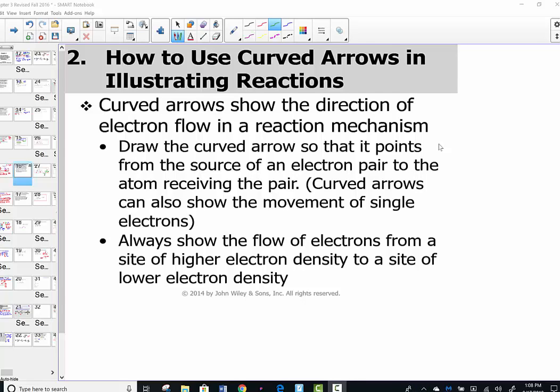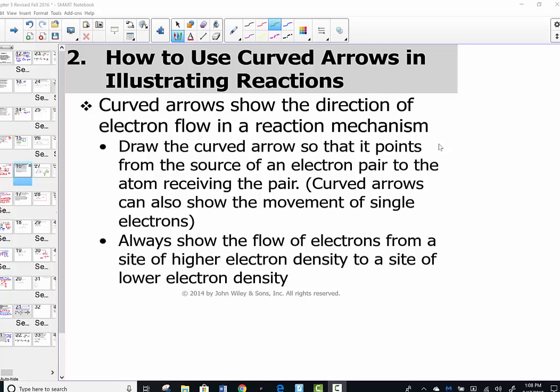Let's start with our second chapter lesson here, looking at how to use curved arrows in illustrating reactions. So again, this is kind of review from an earlier lesson, so I'm going to try to hurry through this and just emphasize those things that we'll need to carry forward.